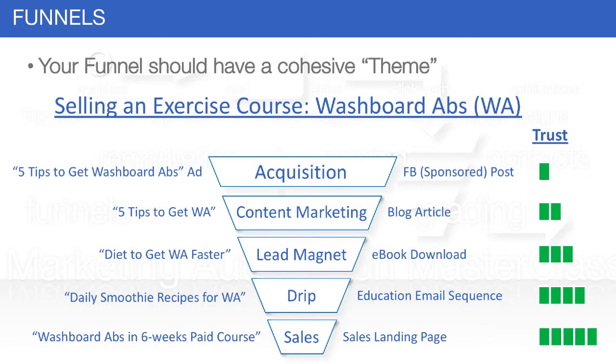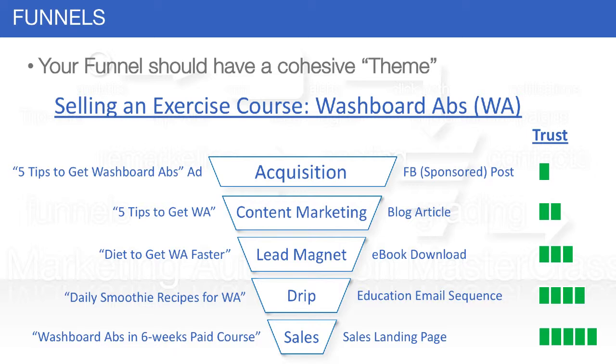So looking at each of the elements in your sales funnel, in acquisition, we're going to put Facebook paid social ads that are promoting our 5 tips to get washboard abs. And this, of course, is going to be something that they can get free, and that's what our content marketing piece is. It's that article, 5 tips to get washboard abs, and it's a blog article. Okay, so we're using Facebook ads to push them to our blog.